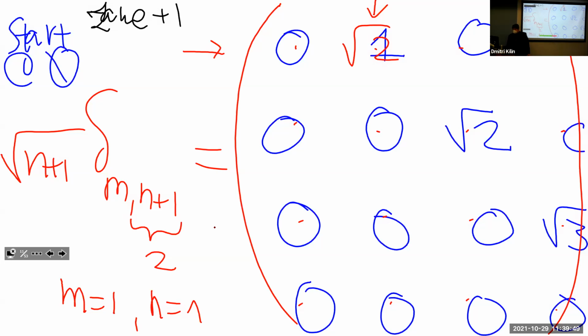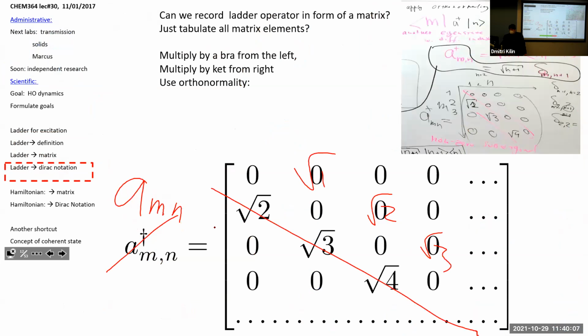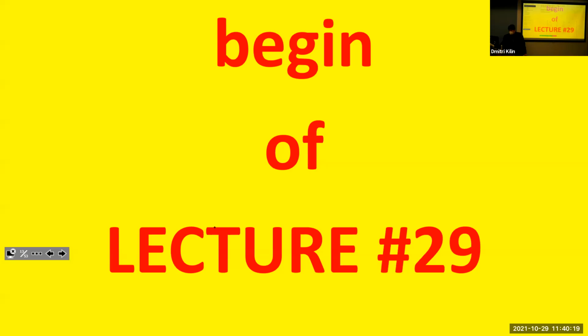I might have lied to you. I might have swapped. When the upper diagonal is used, it looks more like annihilation. And creation when it is the lower subdiagonal.